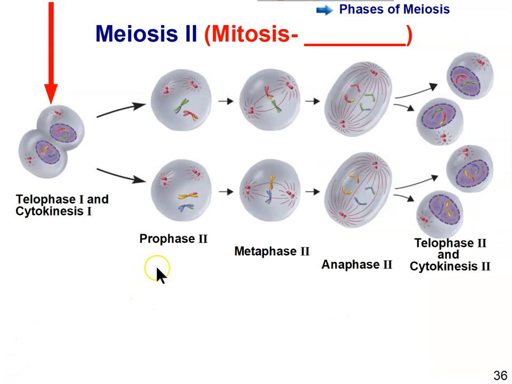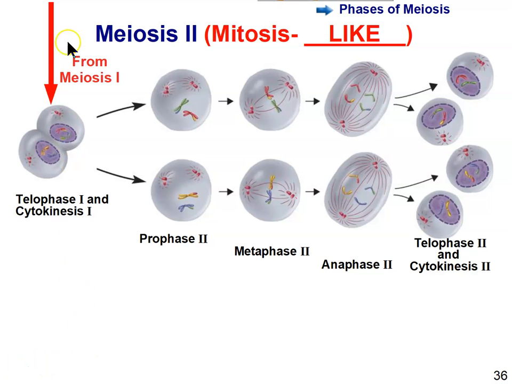The first thing that we want to note here is that Meiosis II is mitosis-like. If you understand the process of mitosis, then you will understand the process that's taking place here in Meiosis II. So here are the two cells that are coming from Meiosis I. Both are going to go through Meiosis II, and they're simply going to divide by the same mechanism as mitosis.